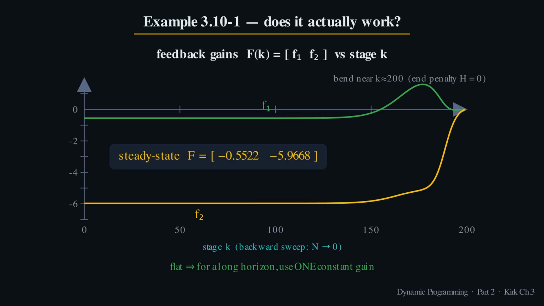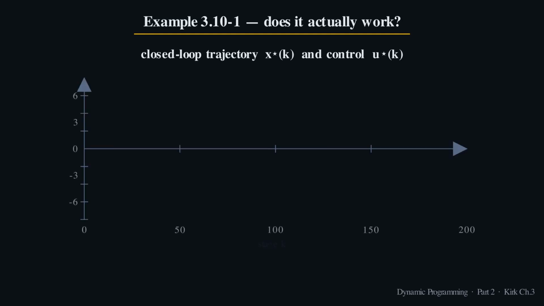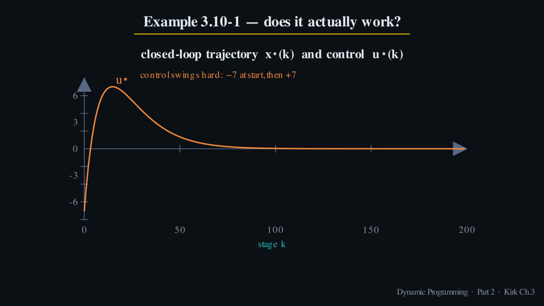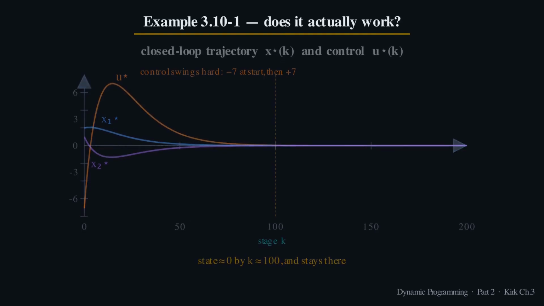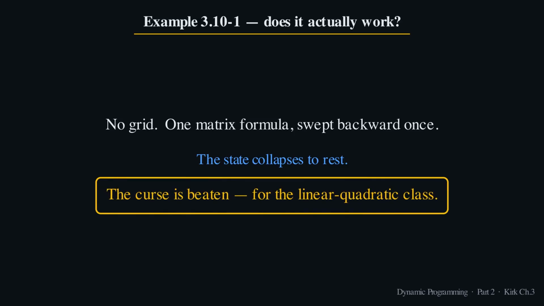That flat steady value is a gift. For a long horizon, you could throw the schedule away and use one constant gain. Now the trajectory. Feeding that feedback law back into the system, the control spikes early, a hard shove of about +7, and the two states starting at 2 and 1 are driven smoothly down. By step 100, they have essentially reached 0 and stay there. That's the regulator doing its one job. No grid was ever laid down. A single matrix formula evaluated backward once steered a real system to rest. The curse is beaten for this whole linear quadratic family.